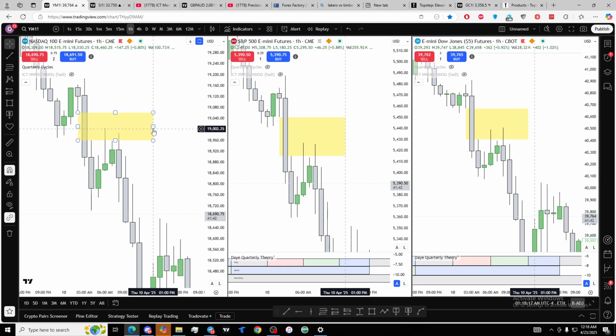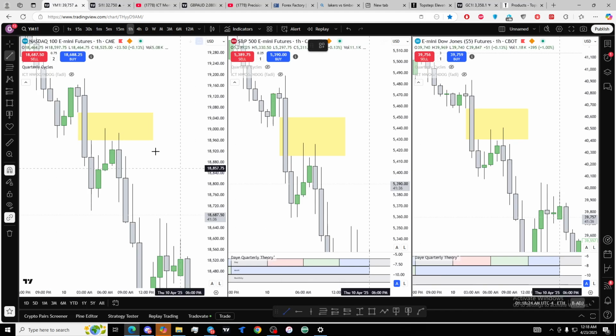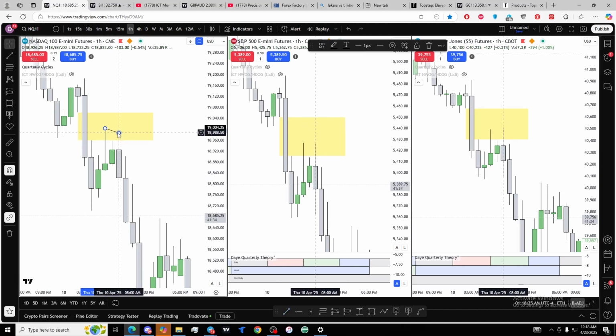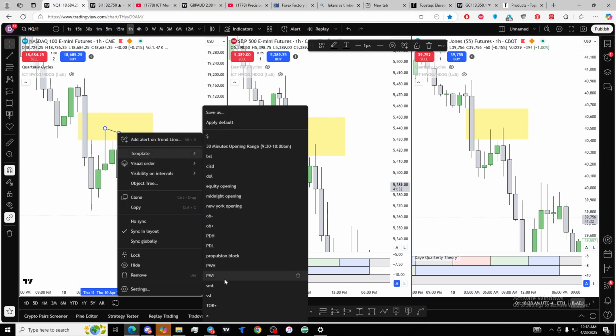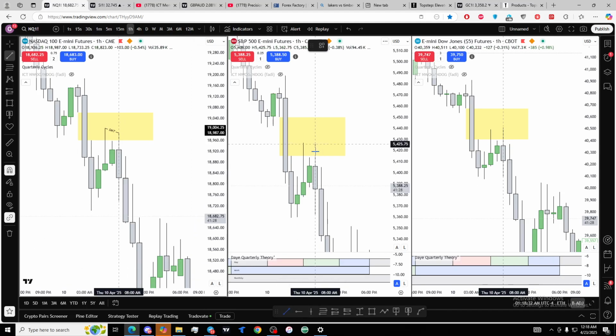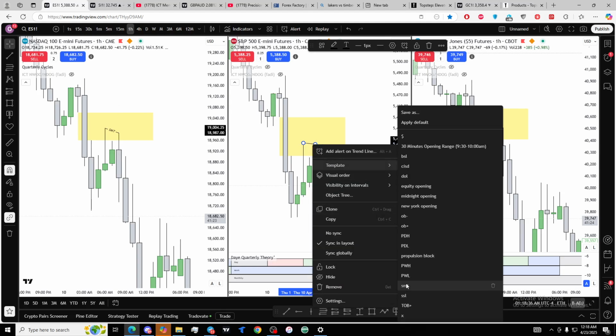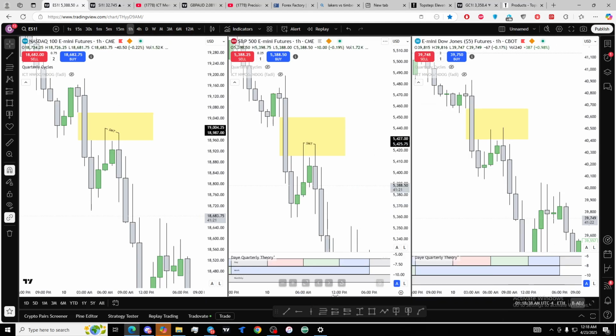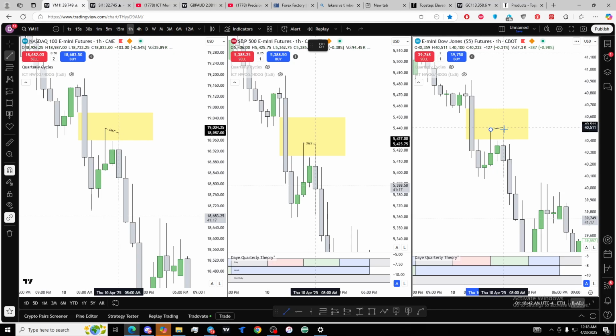Now, since we got the first step, the next thing we need to do is find SMTs. Now, as you see, we had SMTs here. We had a lower low, lower high. Over here we have a lower high as well. And over here we had a higher high.